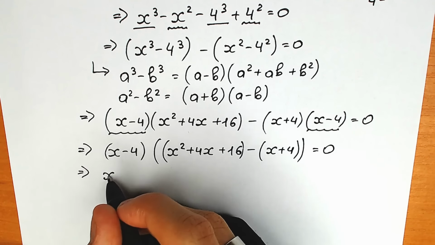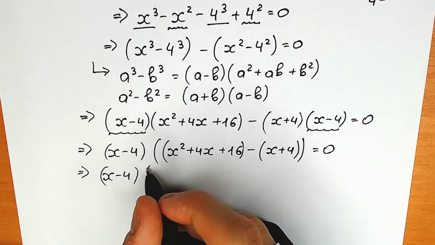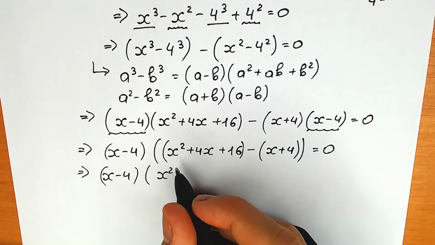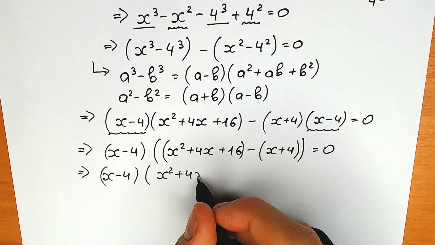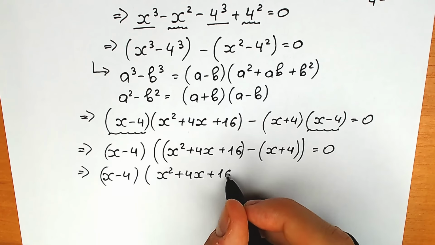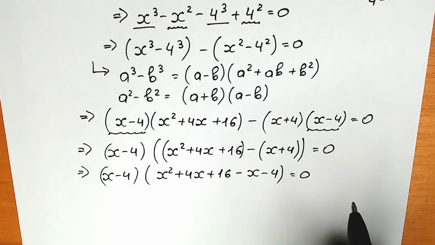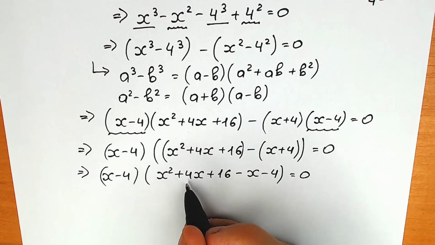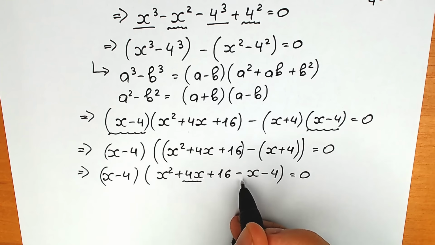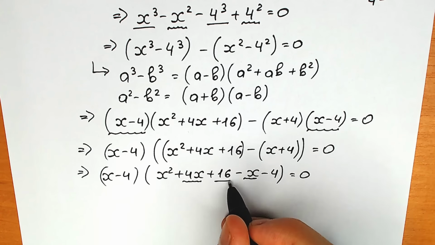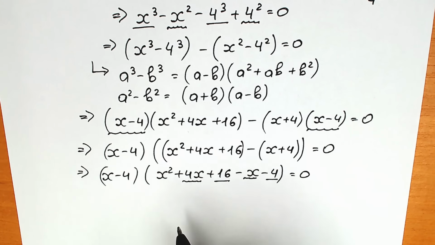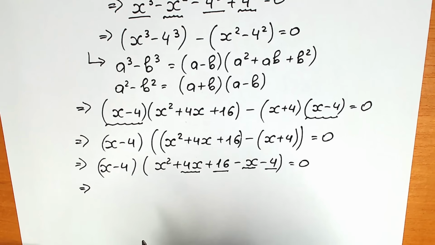Okay, so x minus 4. In the second parenthesis we're going to have x squared, so the same beginning, x squared plus 4x plus 16 and minus x and minus 4 equal to 0. Let's simplify this. So what do we have right here? We're going to have 4x minus x. We have this expression with x as a common expression, and we have a constant, so 16 minus 4.